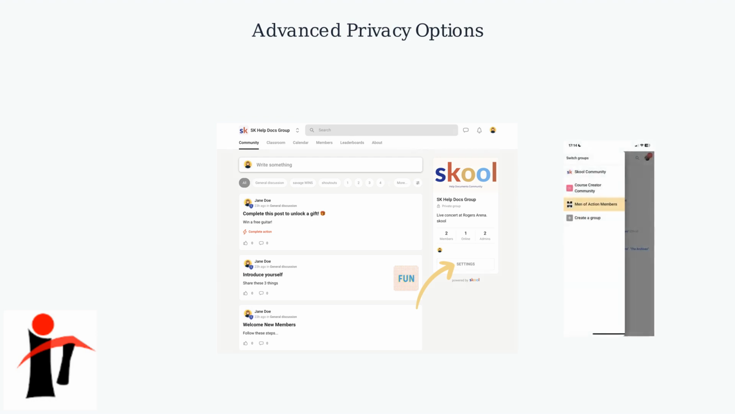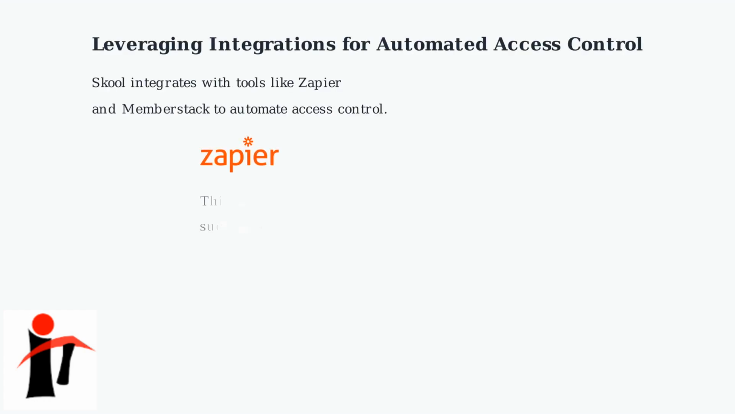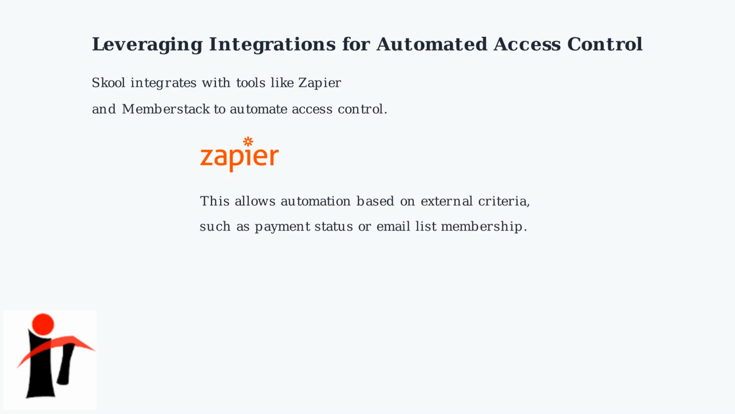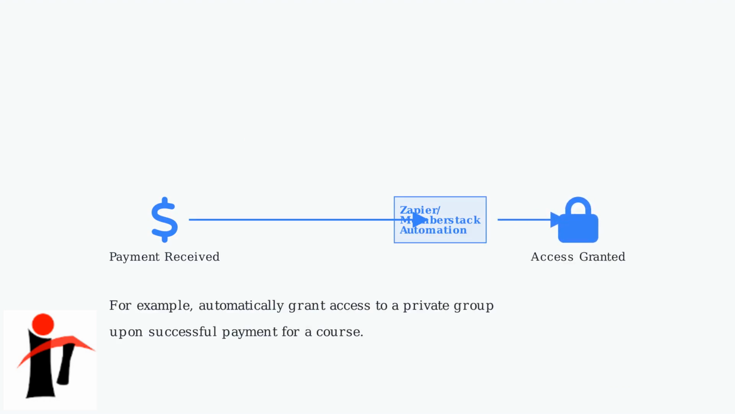These privacy settings work across all devices, including mobile apps where you can manage group access and review applications on the go. Skool integrates with tools like Zapier and MemberStack to automate access control based on external criteria, such as payment status or email list membership. For example, automatically grant access to a private group upon successful payment for a course.